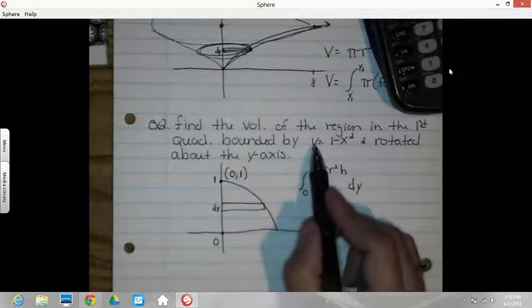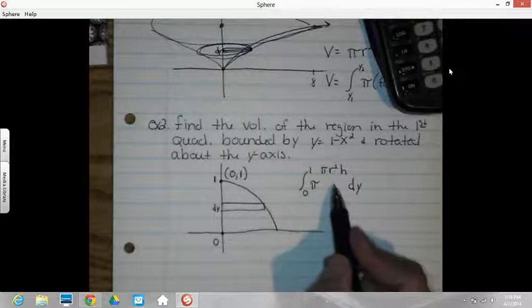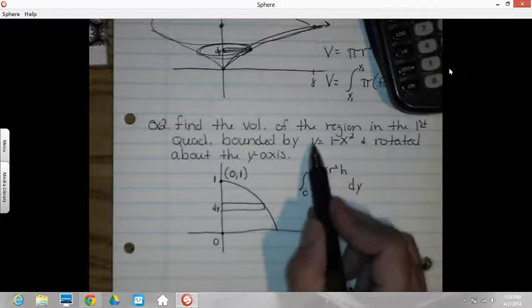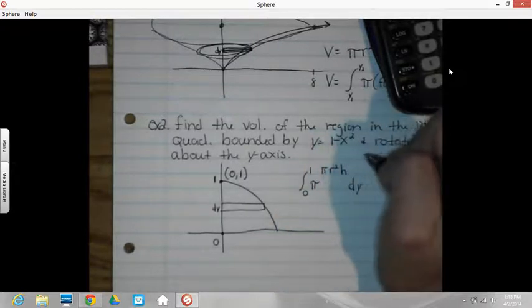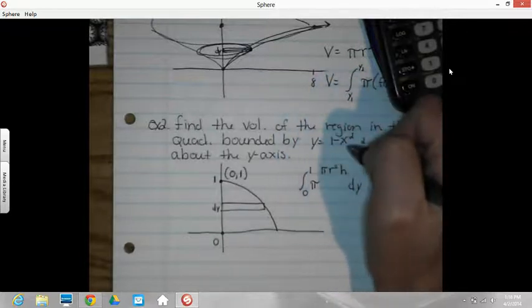I've got it as y equals 1 minus x squared. I would not want to put 1 minus x squared here because then I've got an x, I've got a y, and I've got y boundaries. I have to solve this for x so that it's in terms of y. So solving this, I will add the x squared over here and subtract the y.